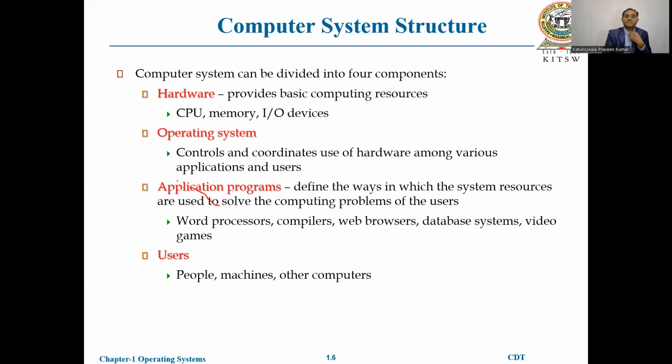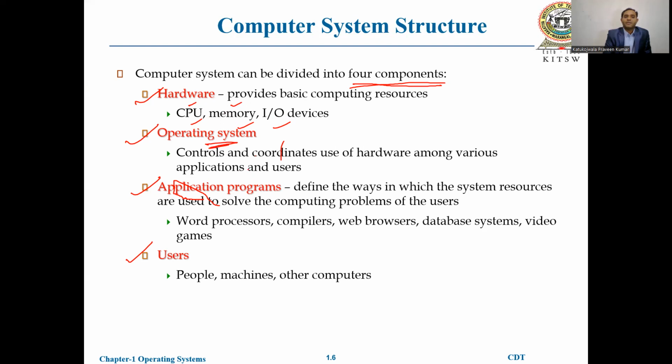Computer system structure. The second objective is computer system structure. The computer system is divided into four components: hardware, operating system, application program, and users. Individually, one by one, we can see. Hardware: you know what different hardware parts your system has: CPU, memory, I/O devices, input-output devices, central processing unit, and the memory where you store all the data.